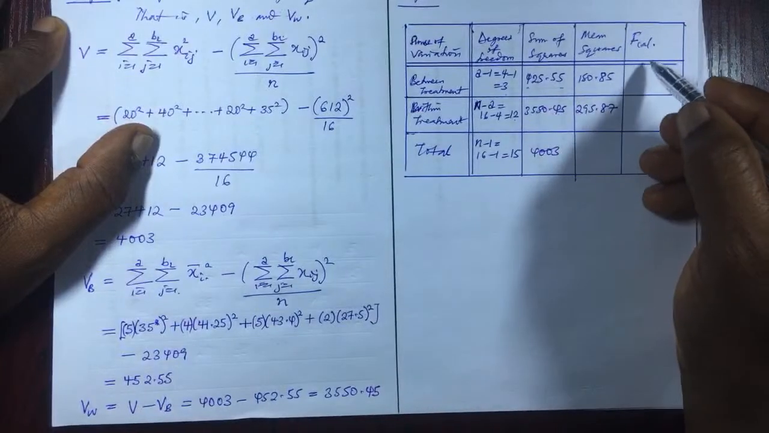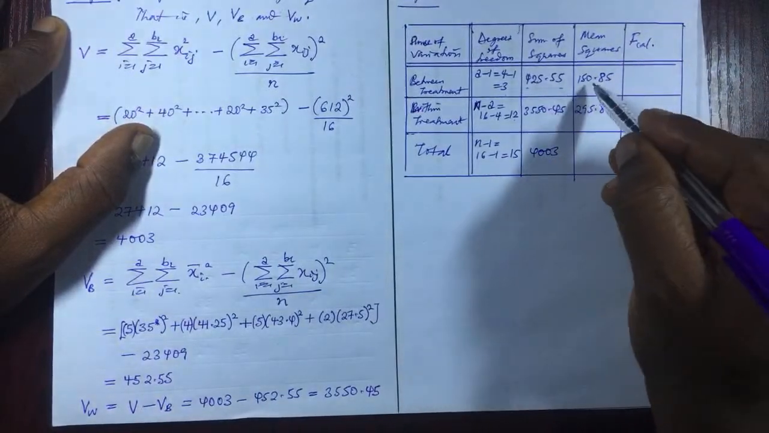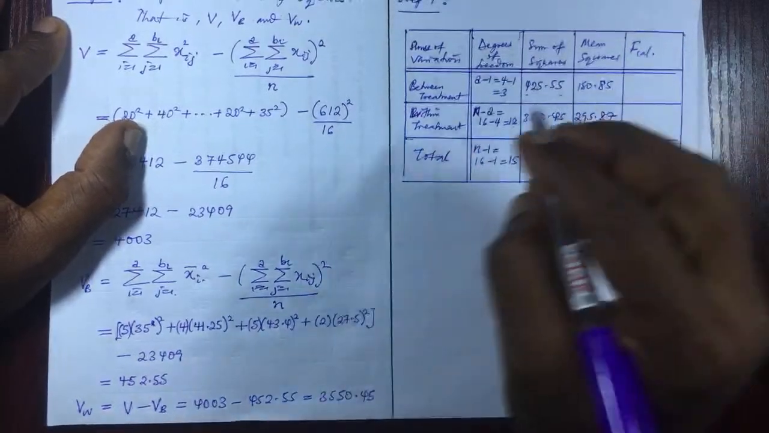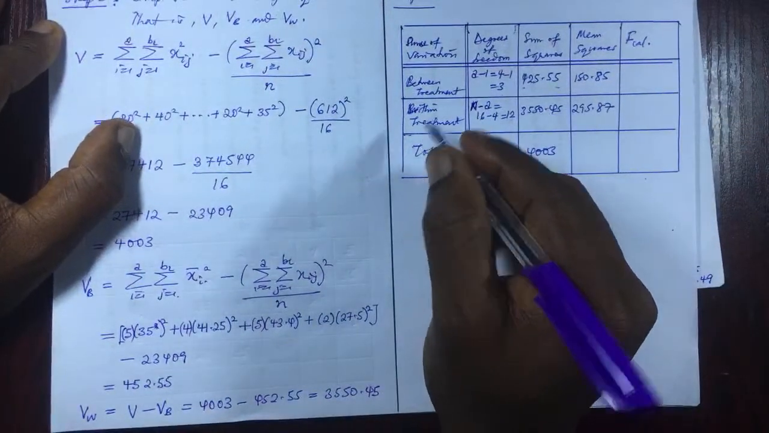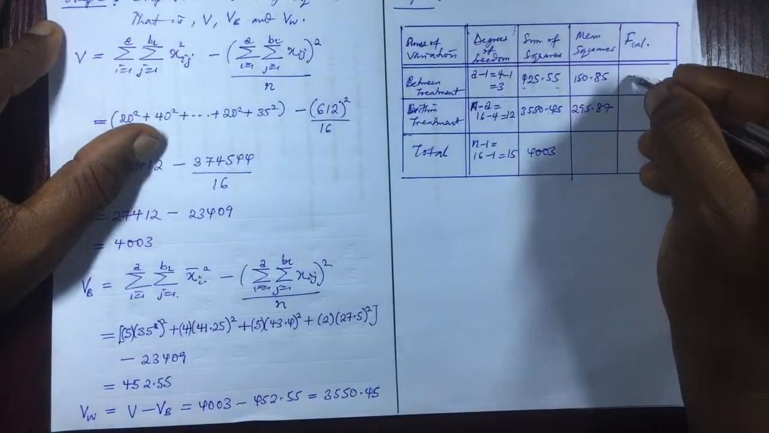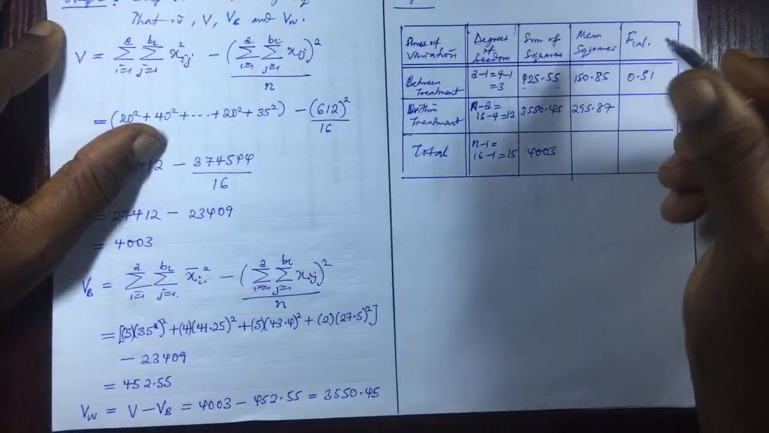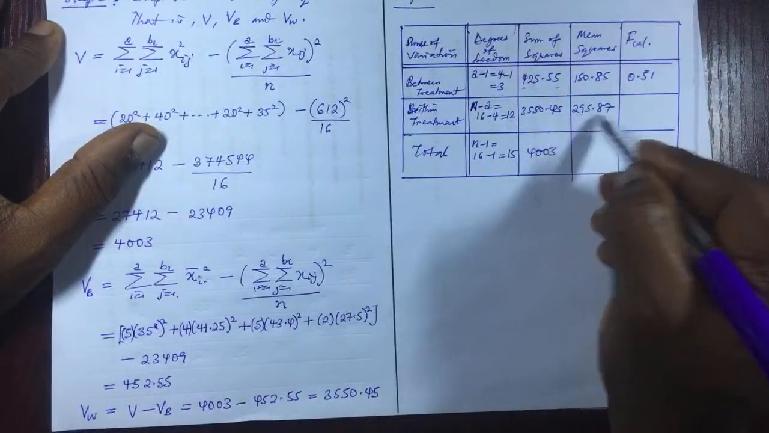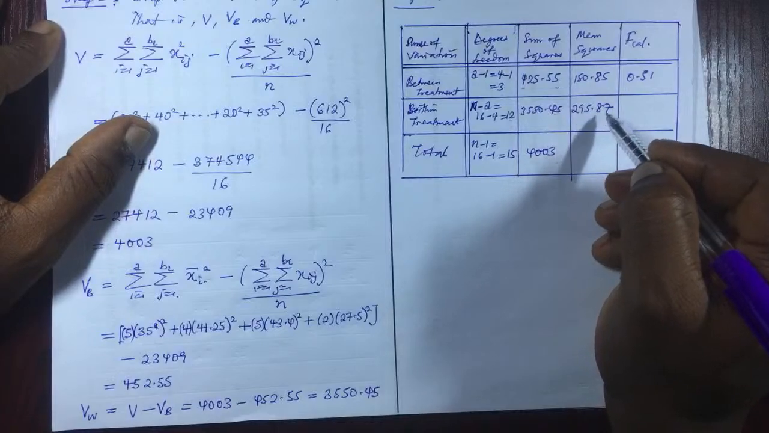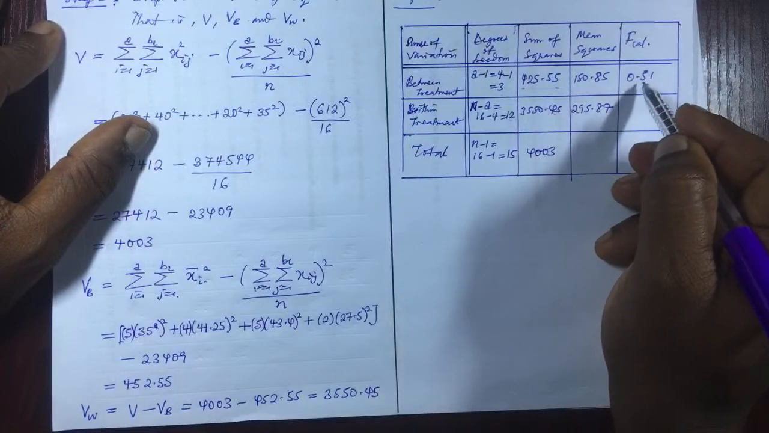And for you to get your F calculated, all you have to do is divide your mean squared between treatments by your mean squared within treatment, and that will give you 0.51. That is, 150.85 divided by 295.87 will give you 0.51.